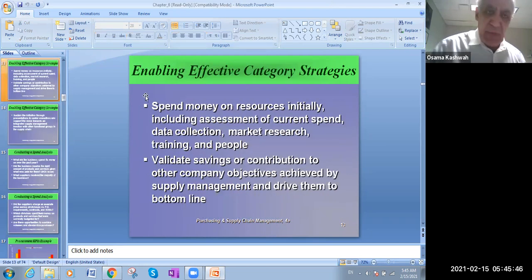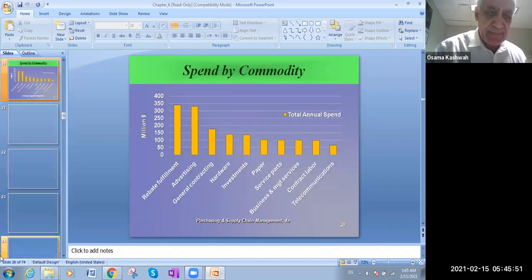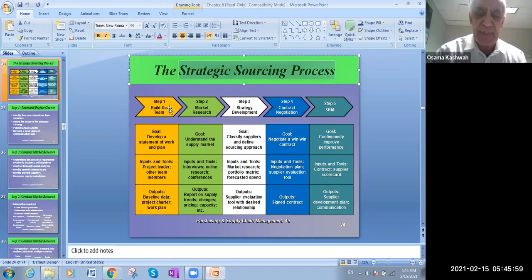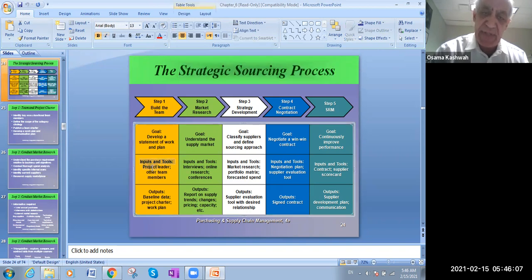Okay, then we will go now to another slide. Yeah, here we go. This is very important: the strategic sourcing process. The first step is to build a team by developing a statement of work and plan. Our inputs and outputs, the leader and the team members, and we configure all of them. The outputs are baseline data, project charter, and work plan. So that's what we'll do in this step. Our work plan will be the output of step 1.